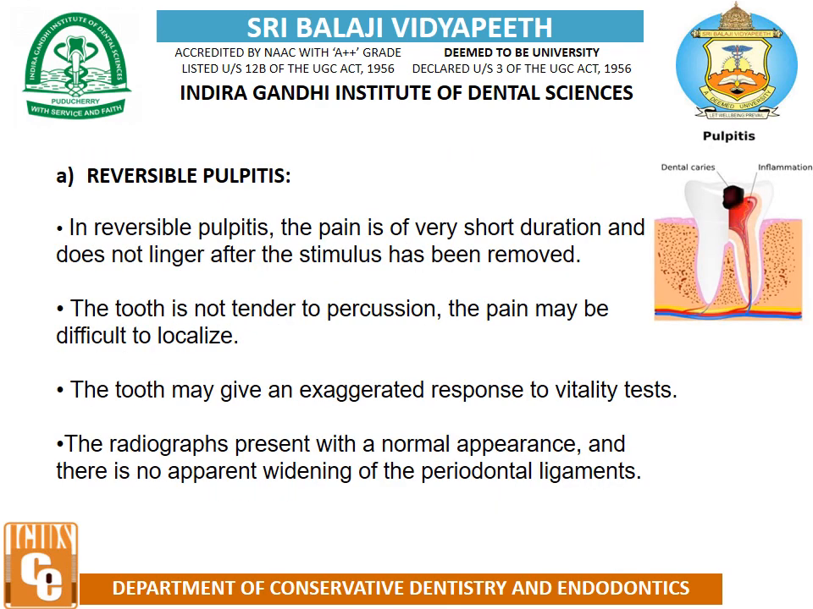Reversible pulpitis. In reversible pulpitis, the pain is of very short duration and does not linger after the stimulus has been removed. The tooth is non-tender to percussion. The pain may be difficult to localize. The tooth may give an exaggerated response to vitality tests. The radiographs present with a normal appearance and there is no apparent widening of the periodontal ligament.